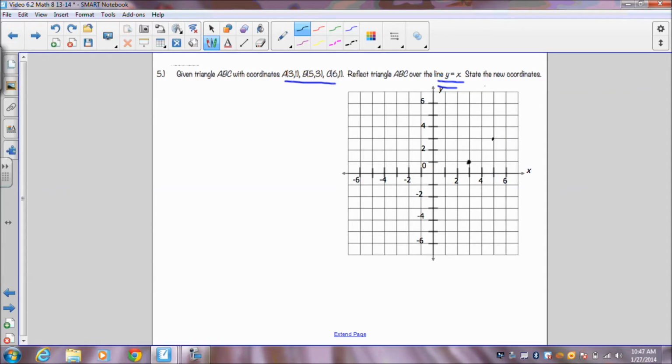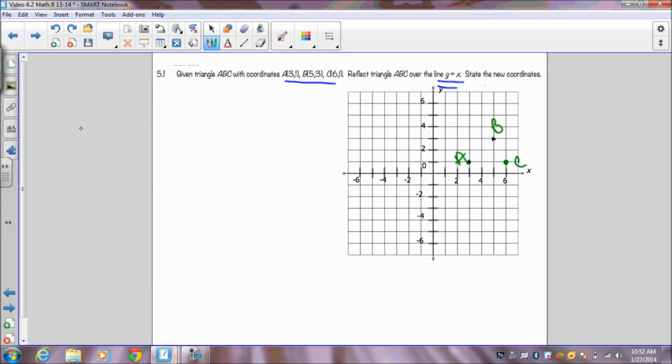Now, I'm not labeling my letters quite yet, only because I don't want it to get in the way of my shape. Okay? And then C is 6, 1. So I'm going to go to the right 6, up 1, and that's where my C value is. So this point right here is going to be my C value. So this is C. And I'm going to label this A. I don't know why it keeps changing color on me. Label that B, and label that C.